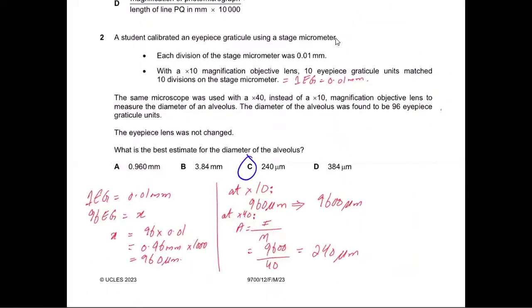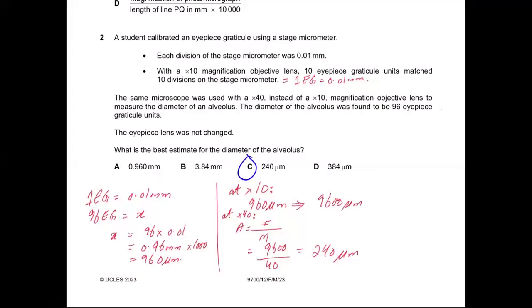Question number two: a student calibrated an eyepiece reticule using a stage micrometer. Each division of the stage micrometer is 0.01 millimeter. With a 10x magnification objective lens, 10 eyepiece graticule units matched 10 divisions on the stage micrometer. So this is the 1:1 ratio in which they basically are there. Furthermore, we know that the distance is 0.01 millimeter between each division. So these two bullets actually mean that one graticule unit is equal to 0.01 millimeter. This is the calibration that is provided to us.